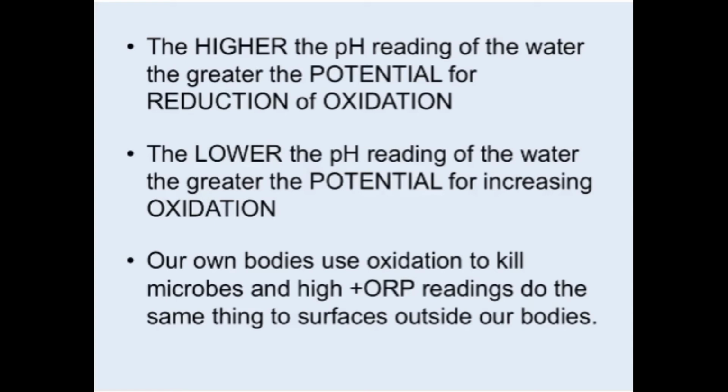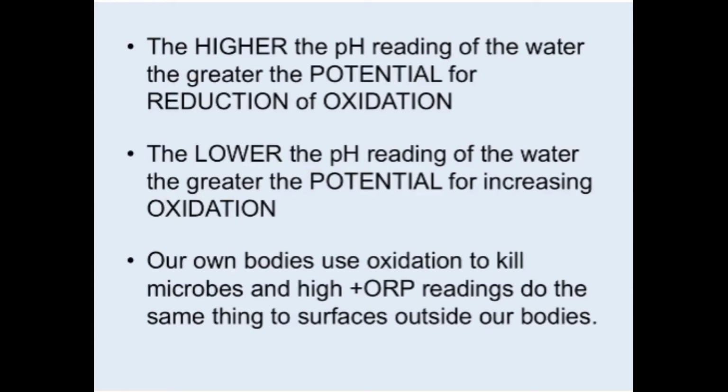And the less electricity that's flowing through the plates, the less antioxidant potential and the lower the pH. And the more electricity that's flowing through the plates, the more antioxidant potential and the more alkaline the water. Now, the lower the pH reading of the water, the greater its potential for increasing oxidation. Now, remember that our own bodies use oxidation to kill microbes. So a high positive ORP reading water does the same thing to surfaces outside of our bodies.